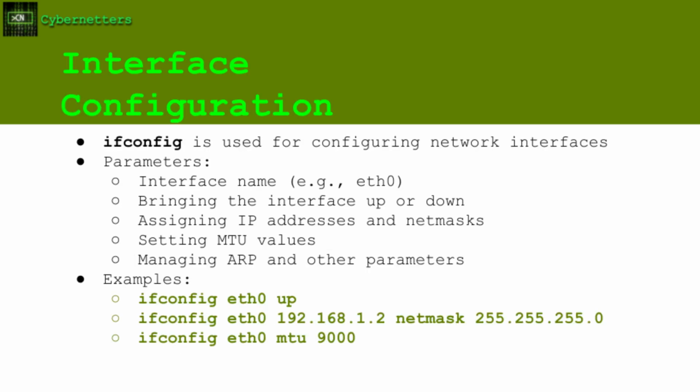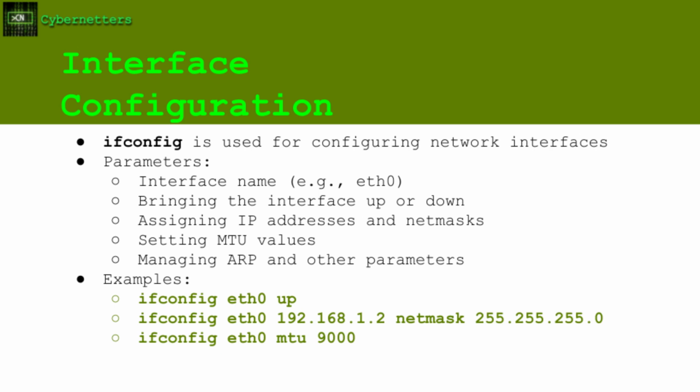Let's now talk about configuring network interfaces. When you're setting up a machine on a network, you need a way to manage its connection, and that's where ifconfig comes in. Think of ifconfig as a tool for telling the system, hey, this is your network card and here's how you should behave on the network. So, what can ifconfig do? First, it lets you bring an interface up or down. If you're troubleshooting a network issue, sometimes all you need is a quick restart of the interface, just like turning the Wi-Fi off and back on.